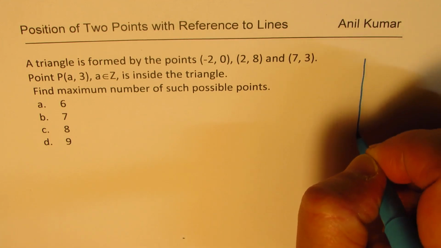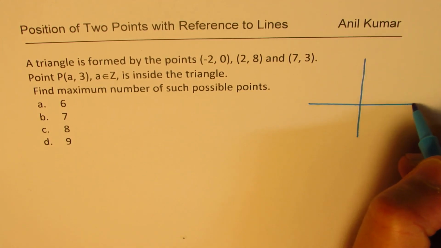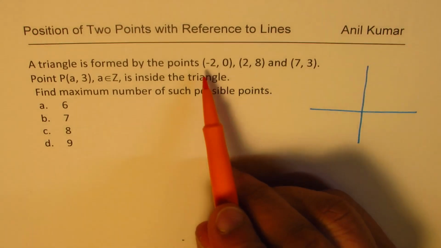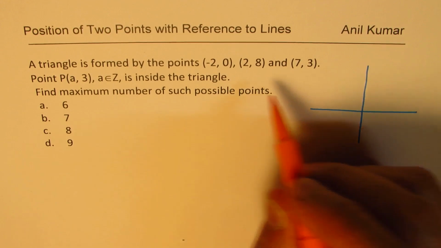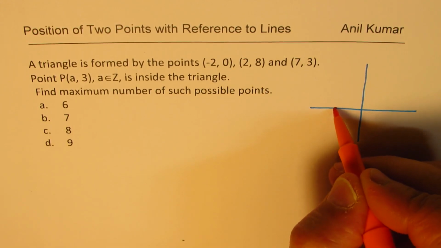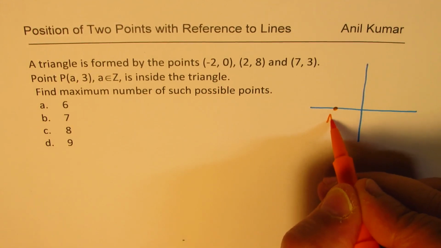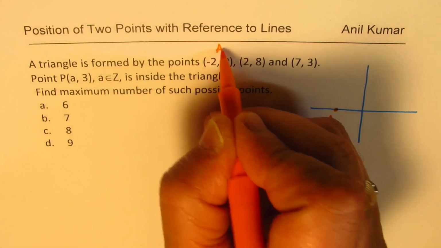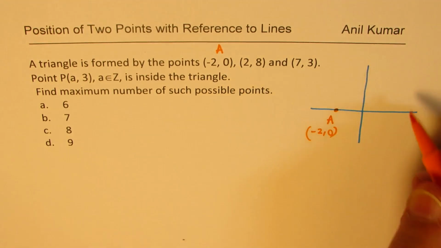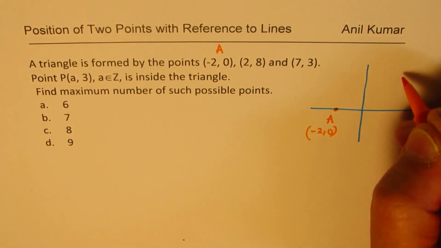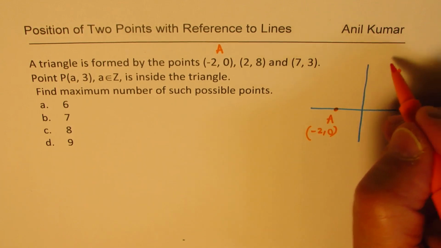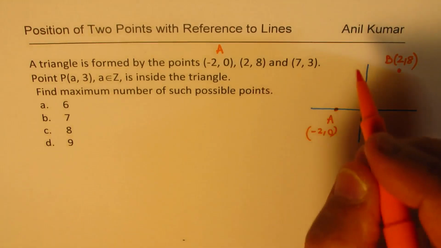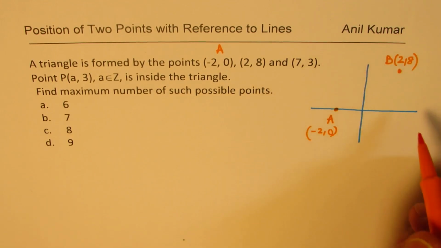Well, let's try to sketch this first, and then we'll understand the strategy to solve. The triangle is formed by the points minus 2, 0, means point could be here, right? So let's call this point A, which is minus 2, 0. Then we have 2, 8. So somewhere on the right side, 2, 8. Let's call this point B, which is 2, 8. And then we have 7, 3.